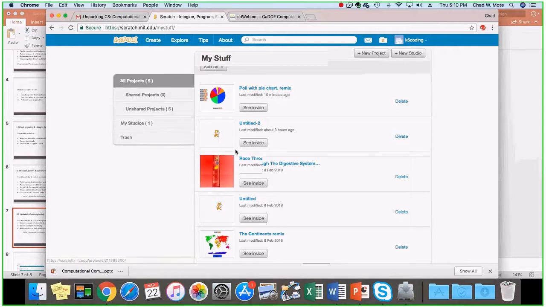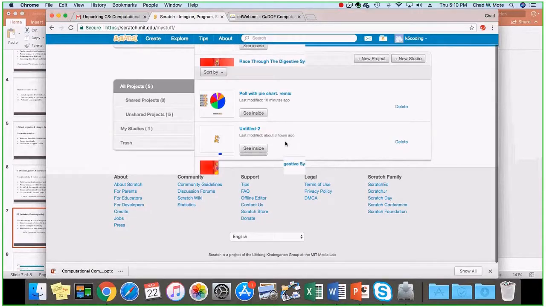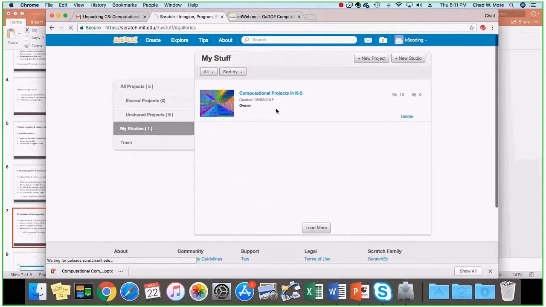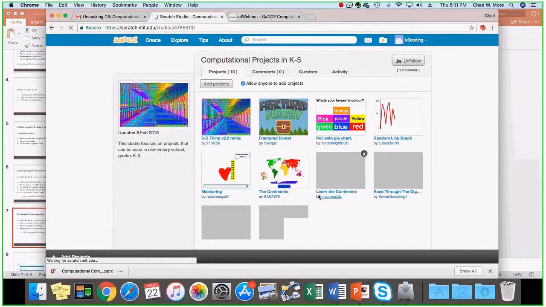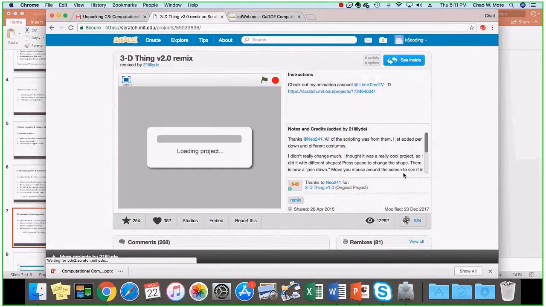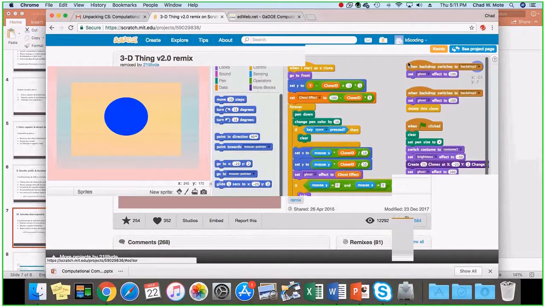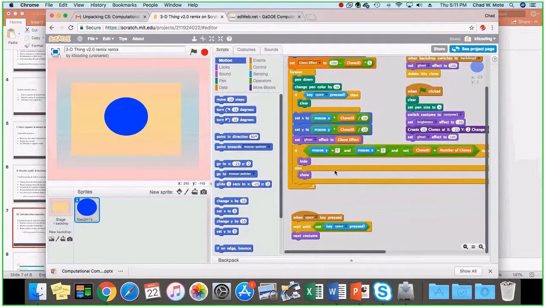Cool thing about Scratch is that, let me find this again, sorry. I think, oh, this is the one I found. I found this earlier today. 3D Thing, version 2 remix. I chose this project because the intention of this project was to have others remix it. And the code changed over time. I can remix this by now. I saved it, you notice there, and I can play with it and change.